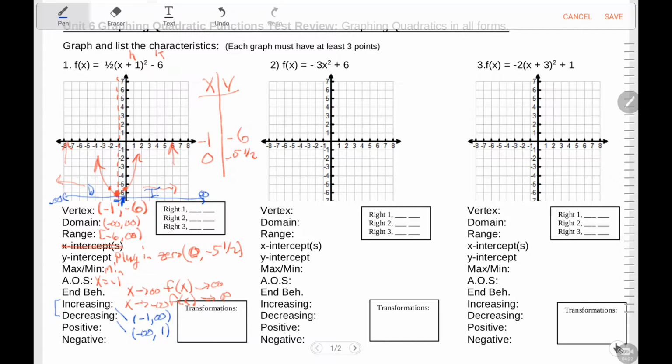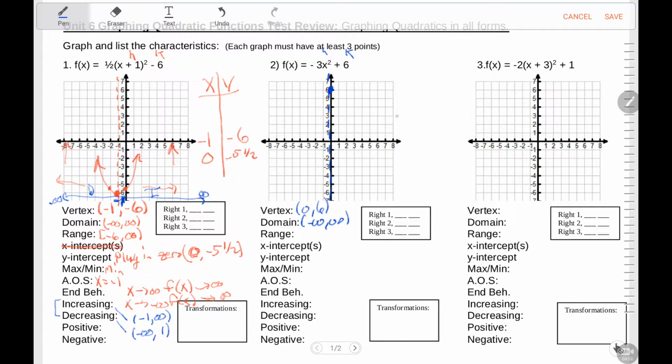Okay. For number 2, there's nothing in the parentheses here, so h is not there. Here is k. If h isn't there, then what you have is 0 for h. So your vertex here is actually (0, 6). Go ahead and plot that. That means our axis of symmetry goes right through there. The domain will always be the same, negative infinity to infinity.